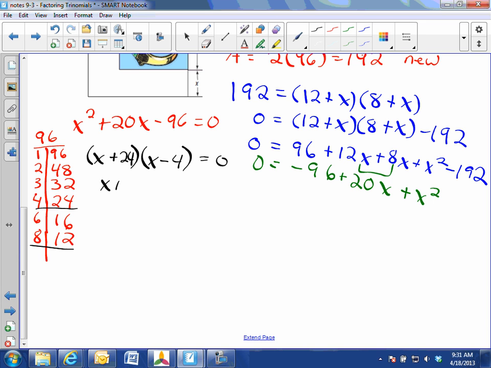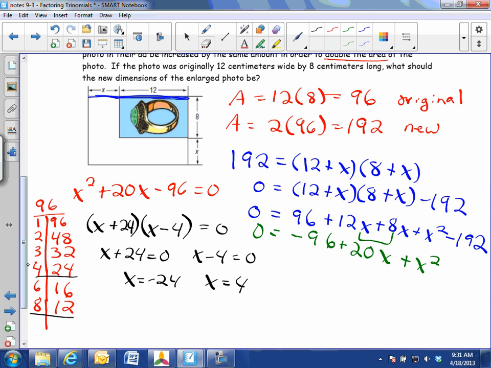So x equals negative 24 and x equals 4. Okay, now we have two answers, which is true, because when we have an x squared, there are two answers. But in this case, one of them doesn't make sense. Which one doesn't make sense? Why not? Because we're looking for an actual length, which can't be negative, so we can't have that.